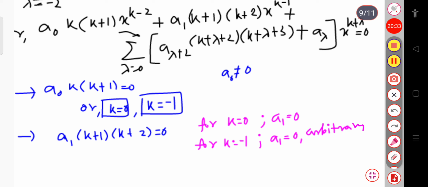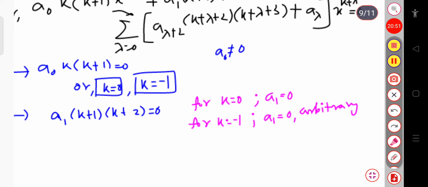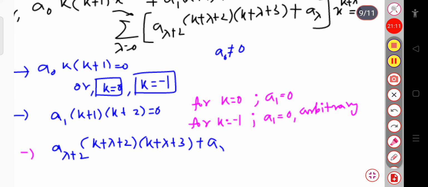Okay. Now in the next step, if I equate the coefficient of x power k plus lambda to be 0, then we can write a lambda plus 2 into k plus lambda plus 2 into k plus lambda plus 3, plus a lambda equal to 0. Now let me write this: a lambda plus 2 into k plus lambda plus 2 into k plus lambda plus 3, plus a lambda, that is equal to 0. Okay. From this expression we can write this is equal to 0.